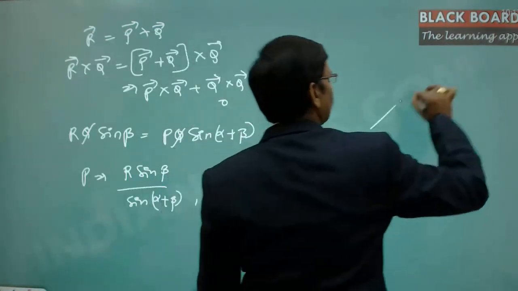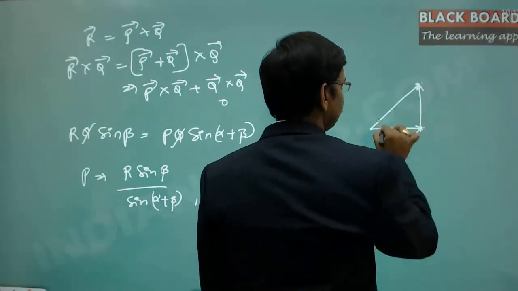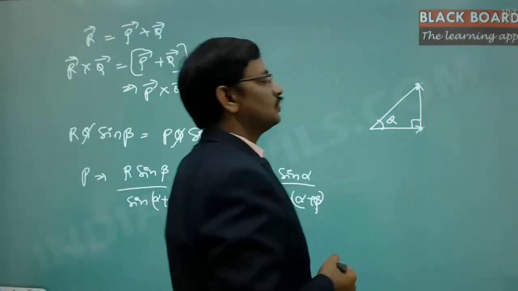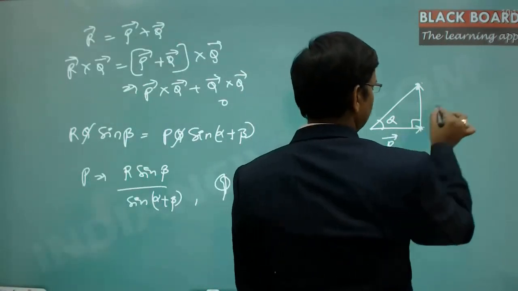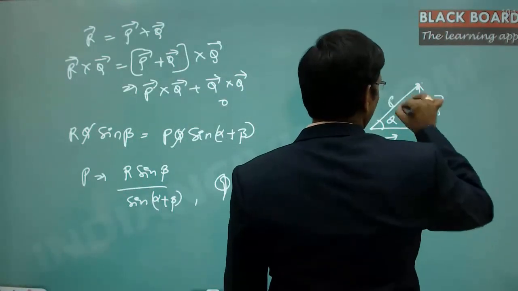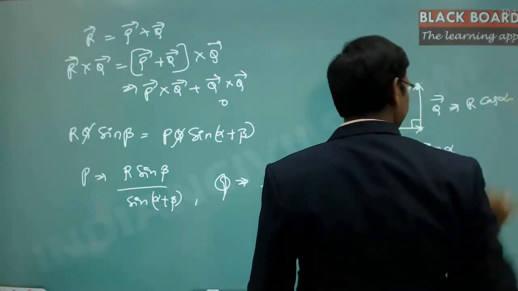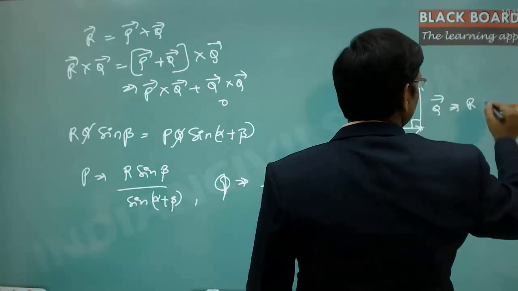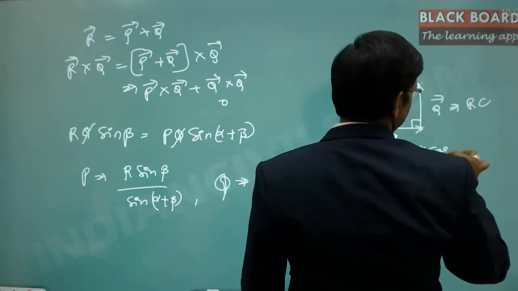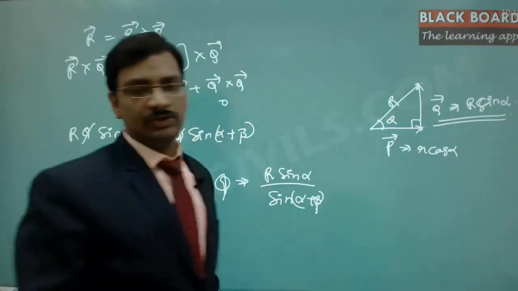So if you put this vector in this manner, this is the horizontal component and this is the vertical component. Here this angle is alpha. If this angle is alpha, then the angle between these two is 90 degrees. This is P vector and this is Q vector which are separated at an angle of 90 degrees. Then P is equal to R sine alpha and Q is equal to R cos alpha. This is R cos alpha and this is R sin alpha. Got it? This is how you can divide.